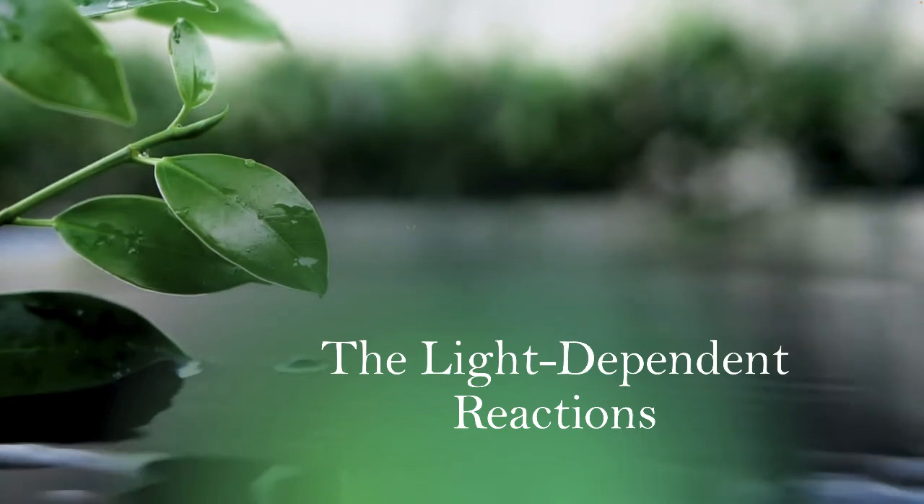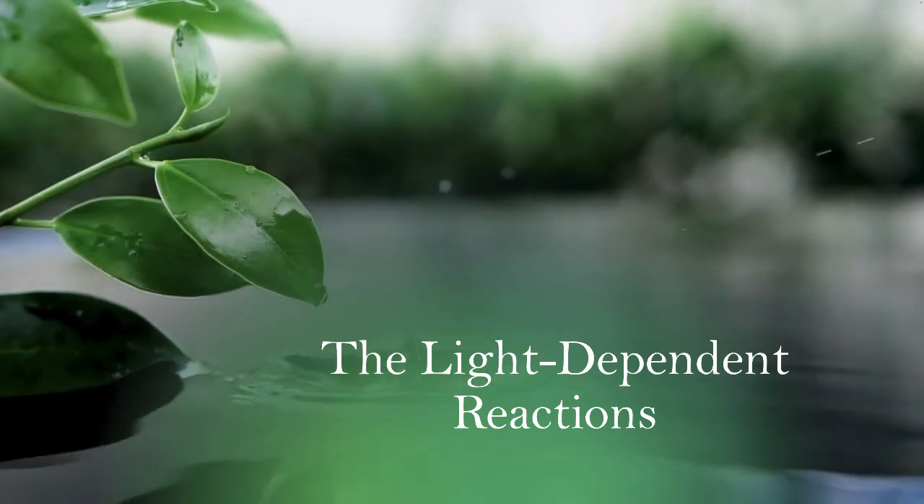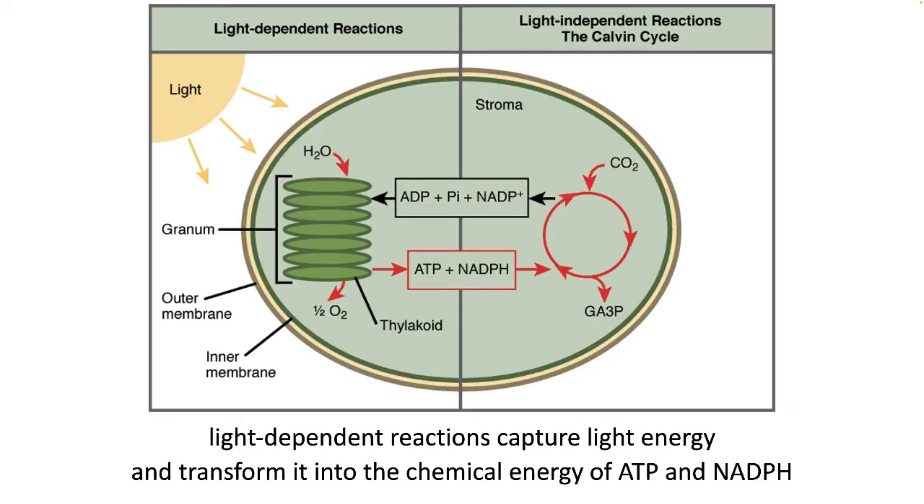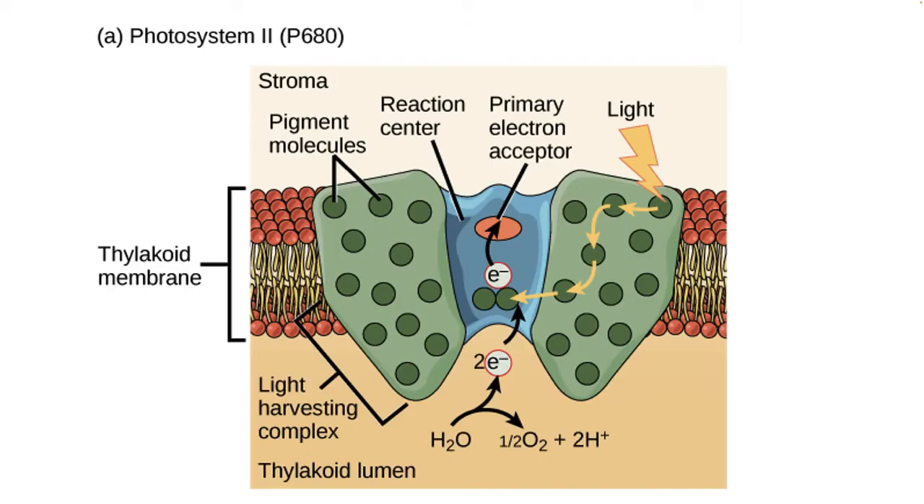In this video, we'll cover the first stage of photosynthesis, which is the light-dependent reactions. Let's first review the overall function of the light-dependent reactions, which is to transform light energy into the chemical energy of NADPH and ATP. This chemical energy will then be used during the second stage of photosynthesis, the Calvin cycle, to build a carbohydrate.